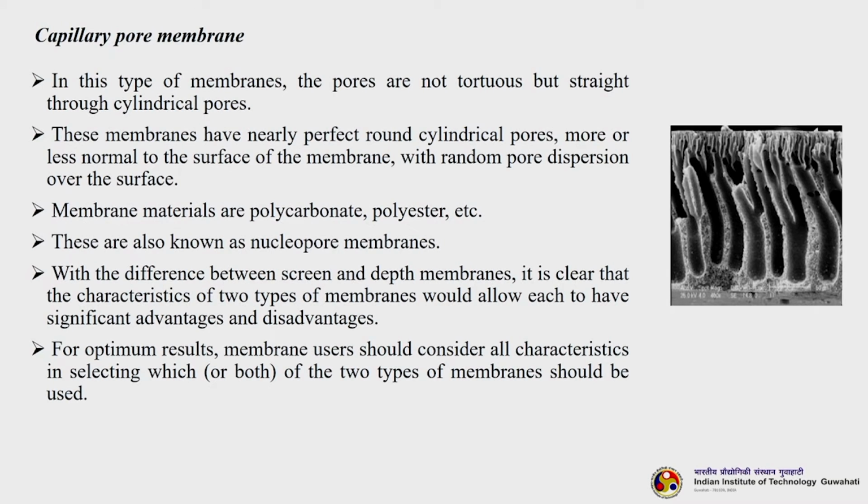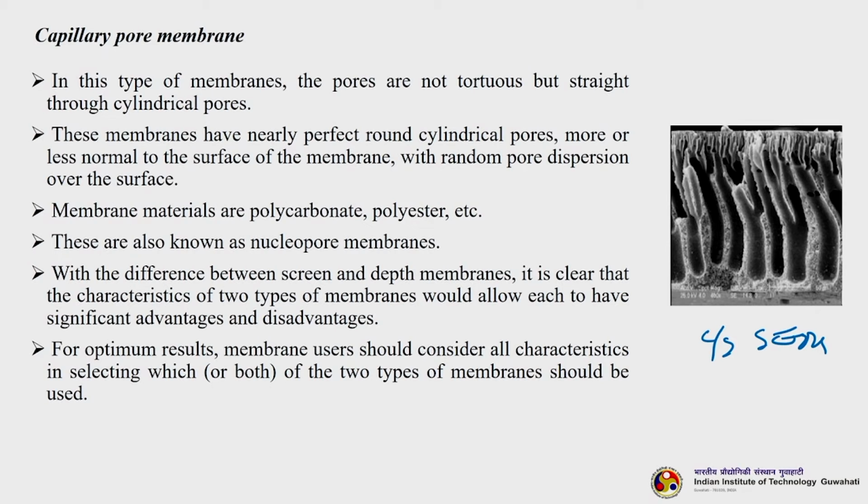So, the next one is capillary membranes. In this type of membrane the pores are not tortuous, but straight through cylindrical pores. This is a cross section SEM. You can see how beautifully the pores are looking, the cylindrical and straight pores. These membranes have nearly perfect round cylindrical pores more or less normal to the surface of the membrane with random pore dispersion over the surface. The membrane materials are polycarbonate and polyester. These are also known as nucleopore membranes.